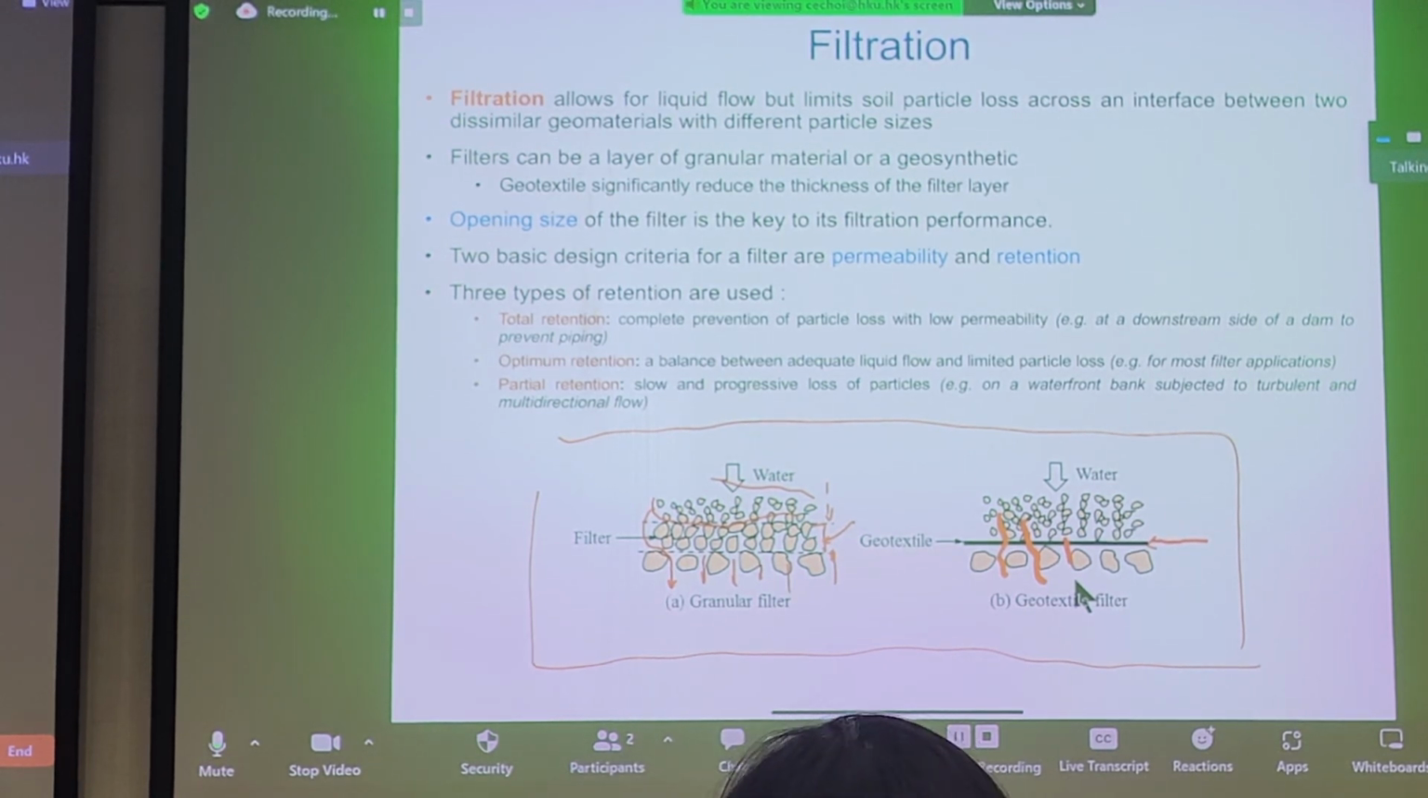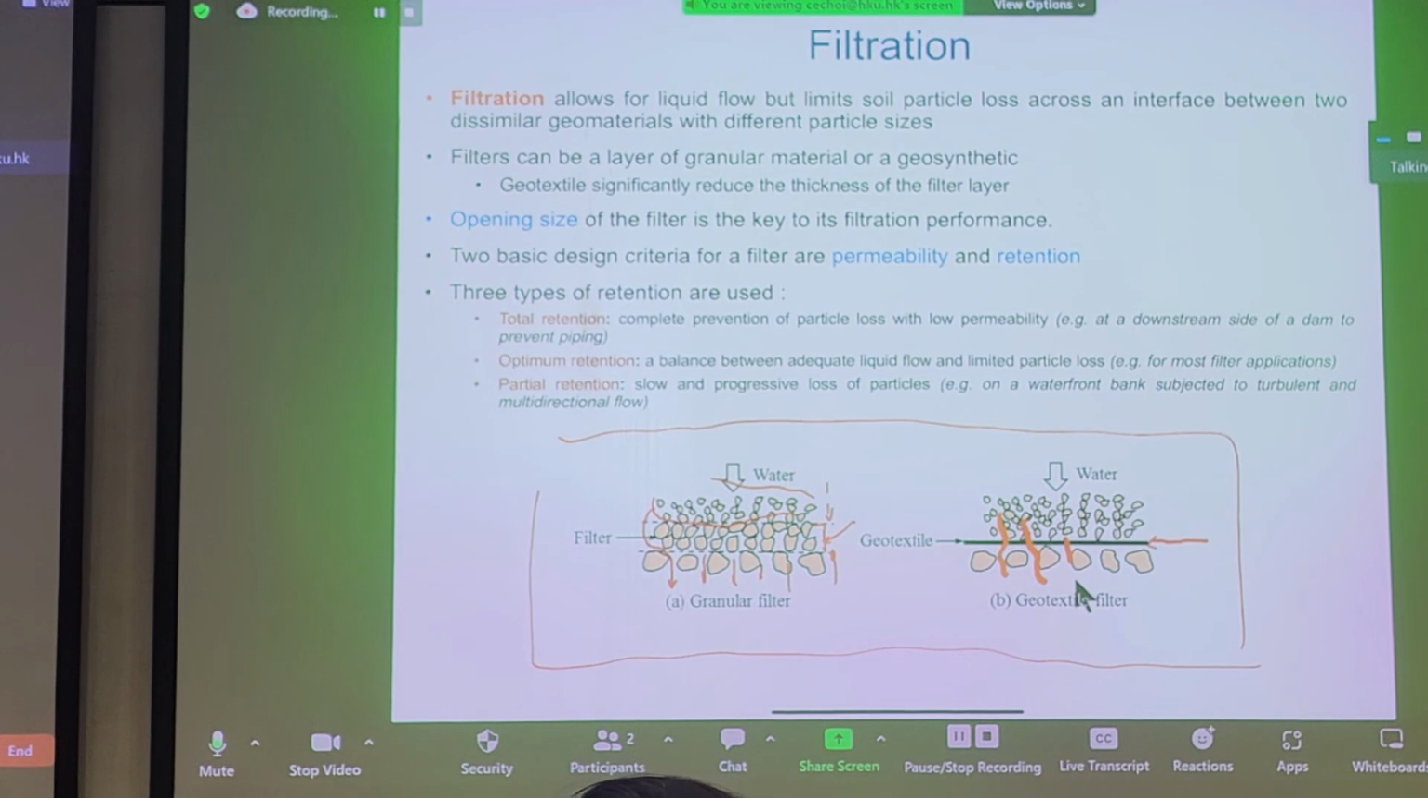And for filtration, there are three major types of filtration. The first one is of course total filtration, which acts as a membrane or barrier. You're not going to let any particles pass through the membrane that you set. This type of application is good for preventing piping failure or anything with excessive seepage in the ground, such as excavations. You have optimum retention. You know that some particles will pass through, but at the same time, you can tolerate that. Most filter applications are optimum retention.